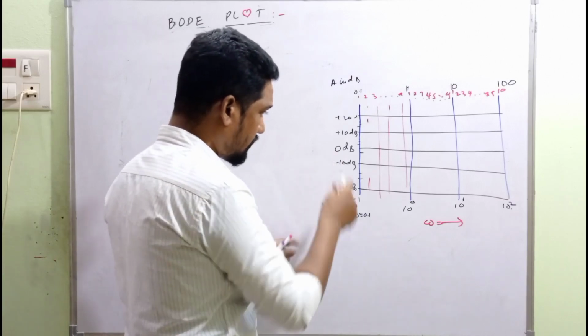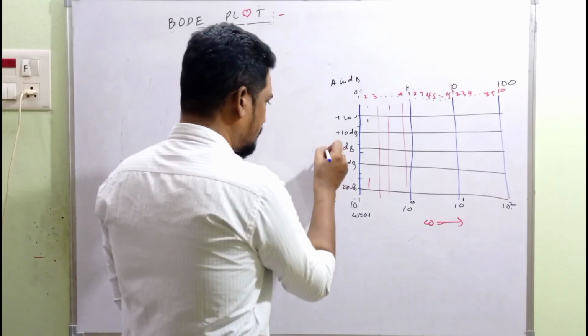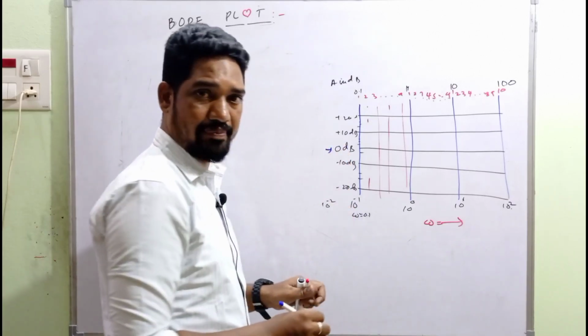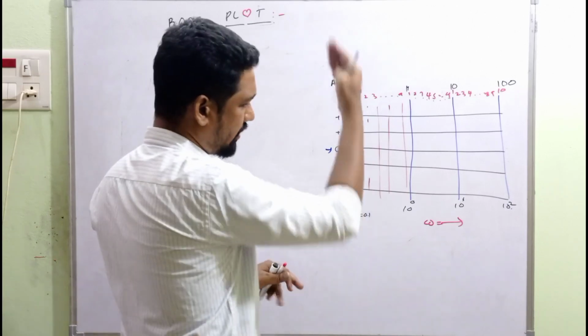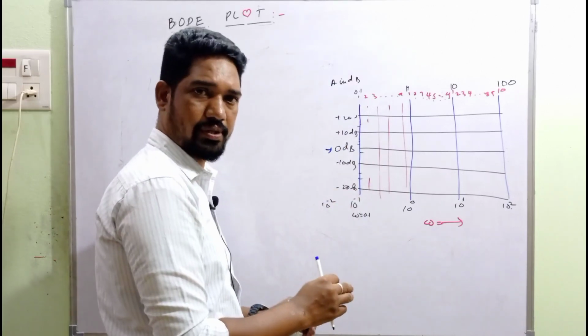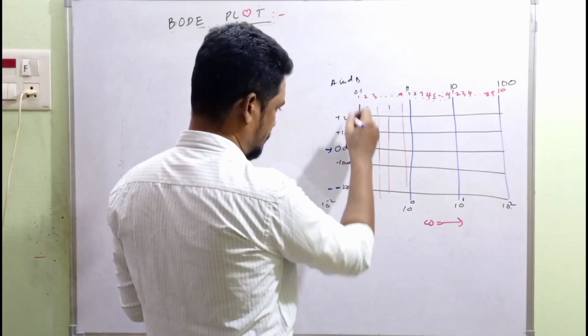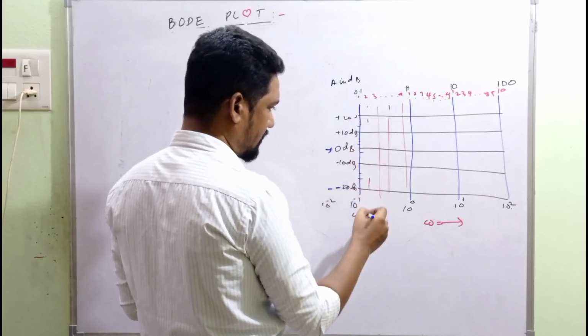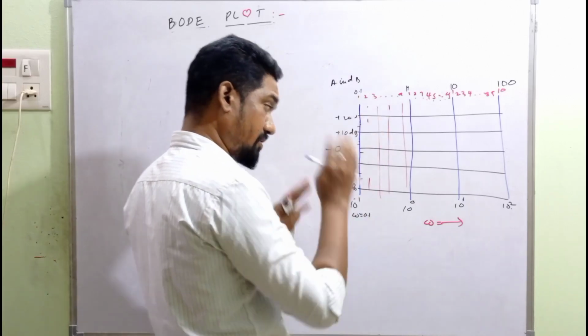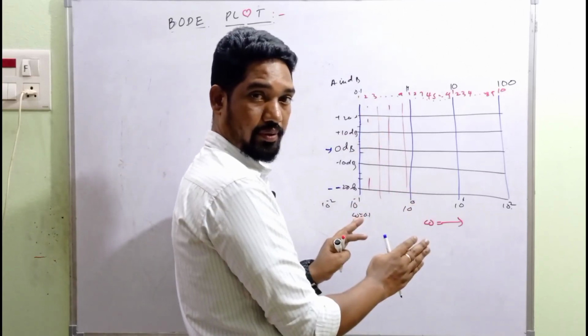Should this 0 dB be exactly the same? Is that mandatory? No, it can go anywhere according to our convenience. Seriously, I swear. And this is minus 20. So below the 0 are negative values, and above the 0 are positive values. Guys, you have to keep this in mind.